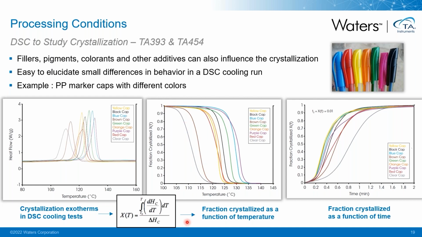If we make the graph in a slightly different way, and we now plot the fraction crystallized as a function of time, where time 0 is the moment that the crystallization starts, we can very easily get visual information about the rate of crystallization. And now we can see, for example, that despite the fact that the purple cap started to crystallize at the highest temperature, it does not show the highest rate in crystallization. It's the yellow cap that is going to show the highest rate of crystallization.